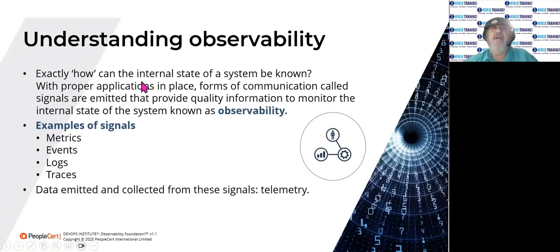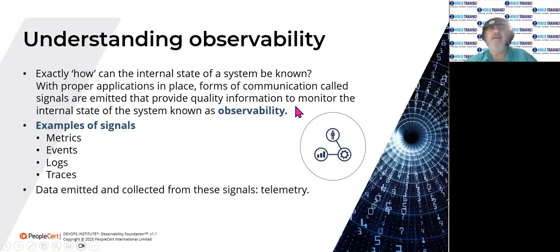Exactly how can the internal state of a system be known? Well, with proper applications in place, forms of communication called signals are emitted and that provide quality information and monitor the internal state of the system. That's, again, an observable system.